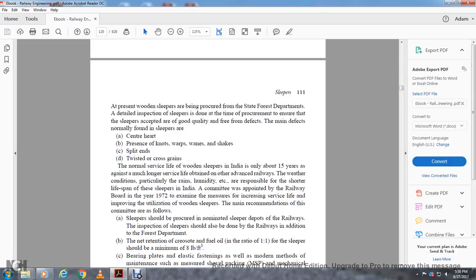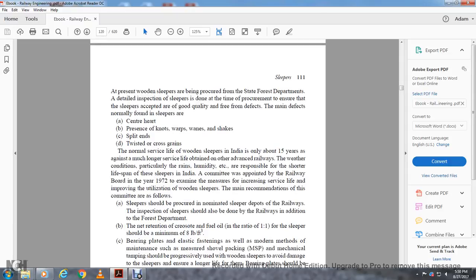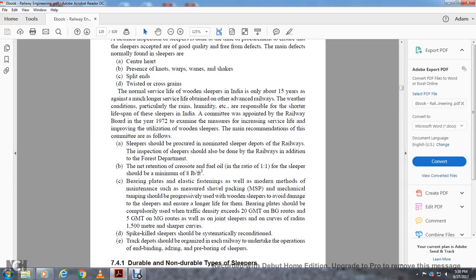The net retention of the creosote type fuel oil in the ratio 1:1 for the sleeper should be a minimum of 8 pounds per cubic foot. Bearing plates and elastic fastenings should be used as well. The modern method of maintenance should be measured with shovel packing. Mechanical tamping should be progressively used with wooden sleepers to avoid damage to the sleeper.